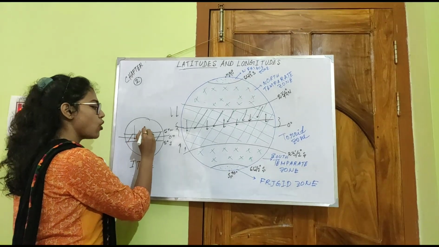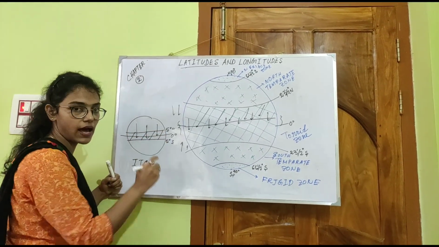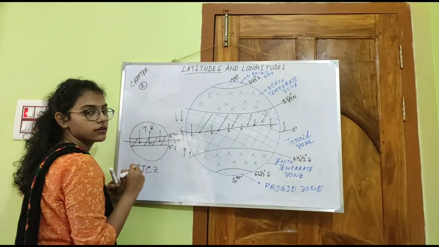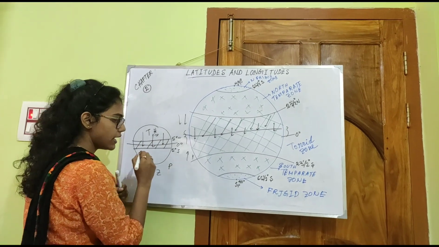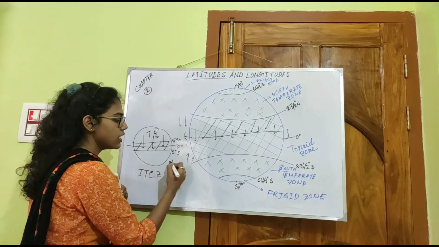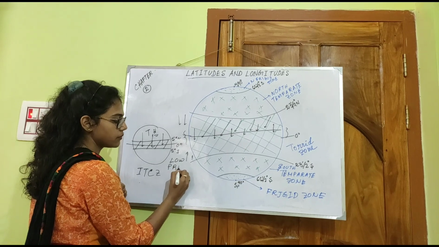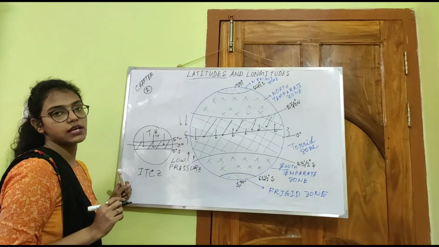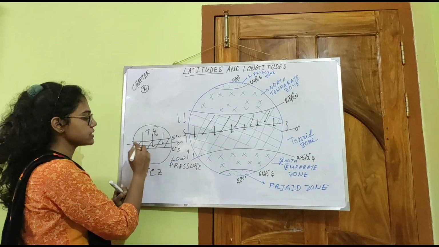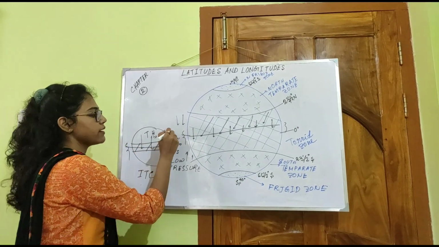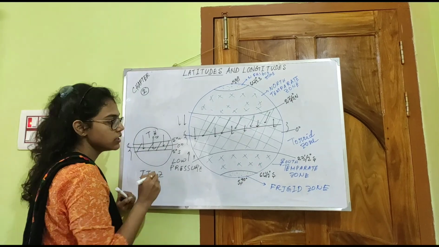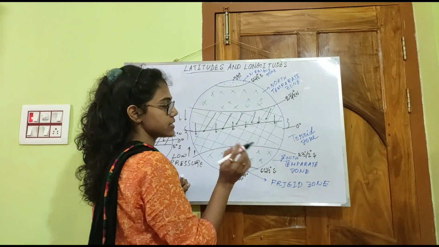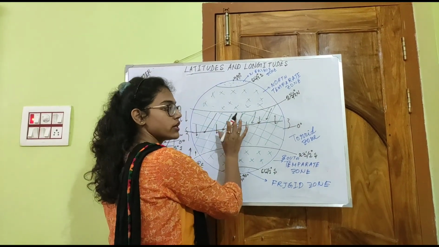Here the temperature is all the time high because of the direct sun rays, and the pressure of that place is all the time low pressure. That place, 0 to 5 degrees north and 0 to 5 degrees south, is called the doldrums or the ITCZ. And this is the torrid zone.